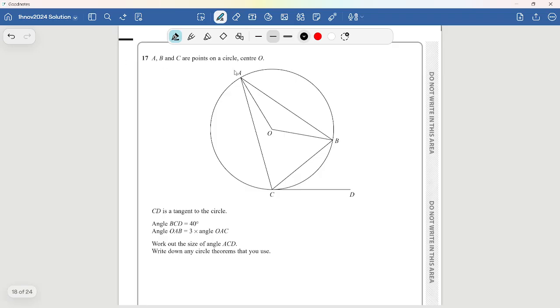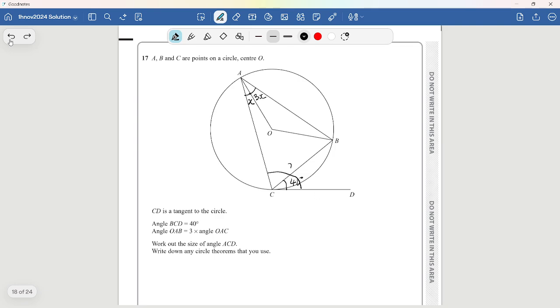A, B, and C are points on circle with center O. CD is the tangent to the circle. Angle BCD is 40 degrees. So this angle is 40 degrees. Angle OAB is 3 times angle OAC. So if angle OAC is x, this will be 3x. Work out the size of angle ACD. So you have to find what is this angle, this total angle.